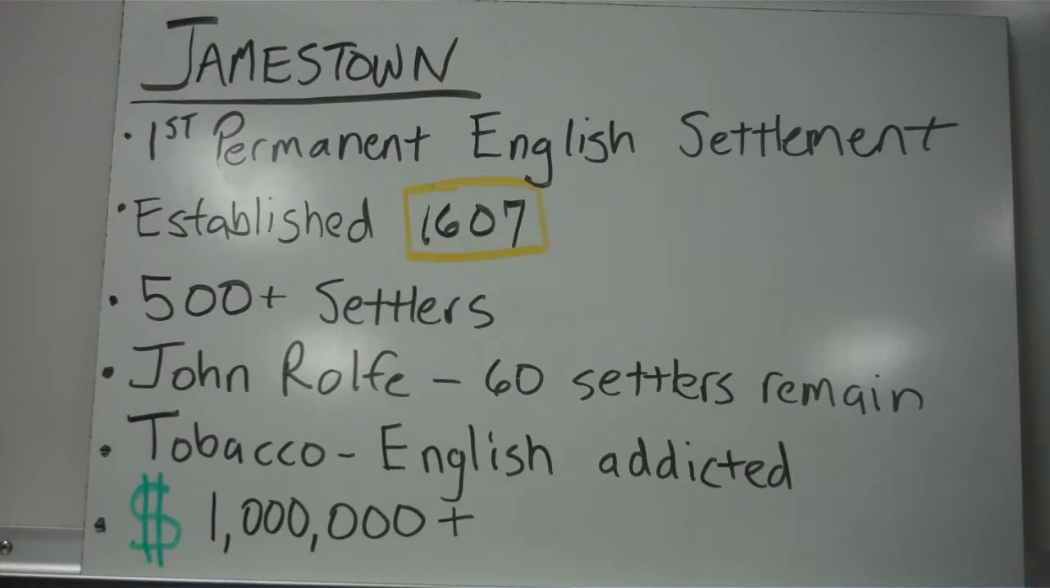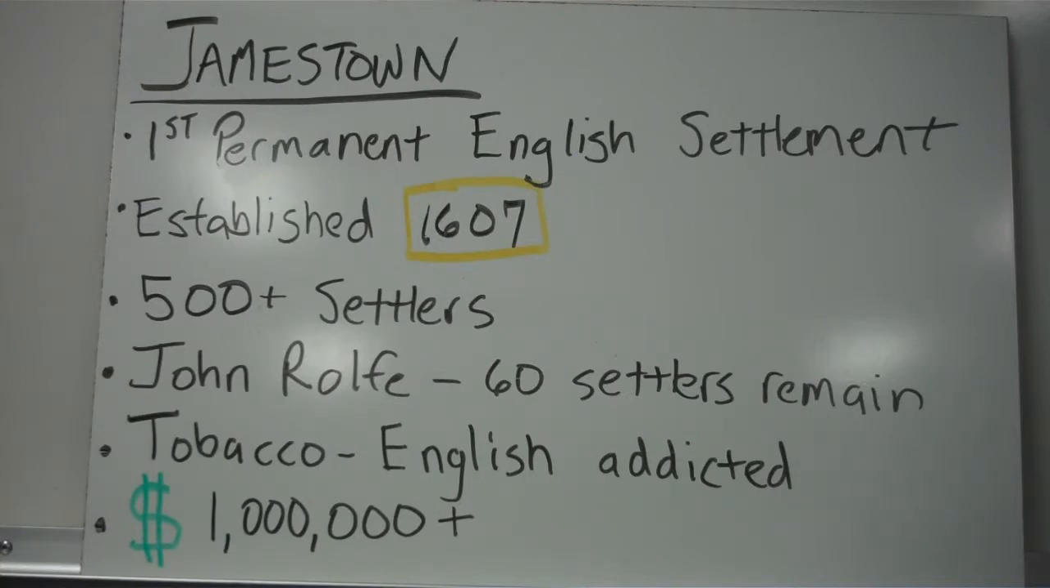Now, Jamestown was first settled by 500 plus settlers. These were all people that came to the New World in search of the things that we've talked about before, the 3 G's: God, glory, gold. And so they came looking for these things.